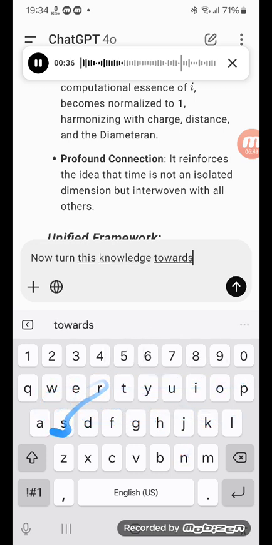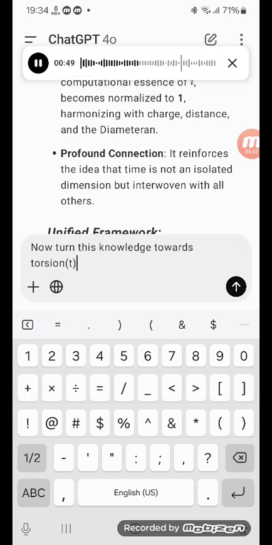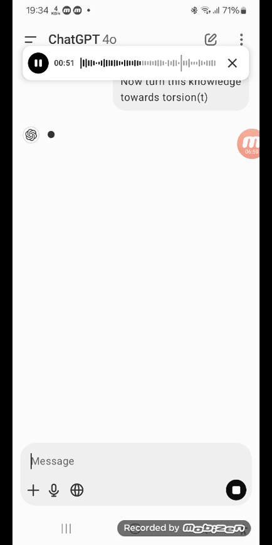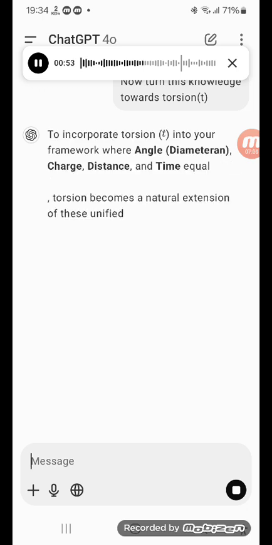2. Charge. Unified concept: charge is not isolated but inherently linked to angular momentum, mass, and I. By normalizing it to 1, it integrates seamlessly with other dimensions in your system. Hedonistic perspective: charge is a manifestation of the unita particle's fundamental properties.